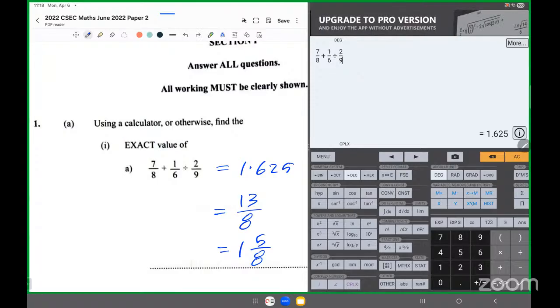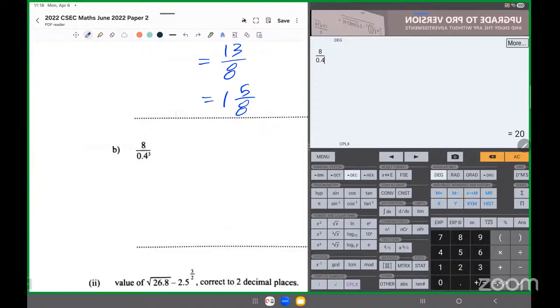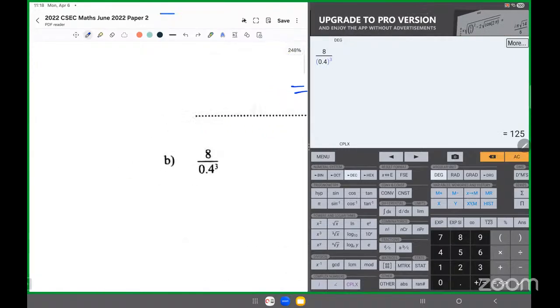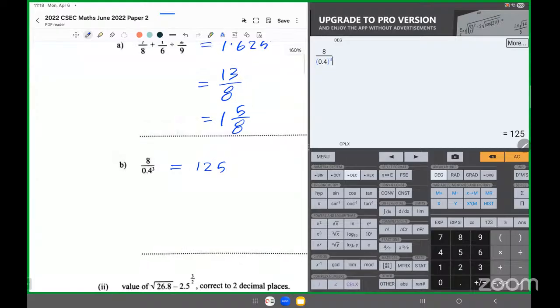That's the first part. Next part, first is to calculate this. So same thing again, clear the calculator. I put the same thing in the calculator. So it's 8 over 0.4, and that's a cube, 0.4 cube, right? 0.4 cube. And same thing I've typed up here. You press equal, and that's 125. That's equal to 125. You can see that on the screen. 125 is the answer for that.